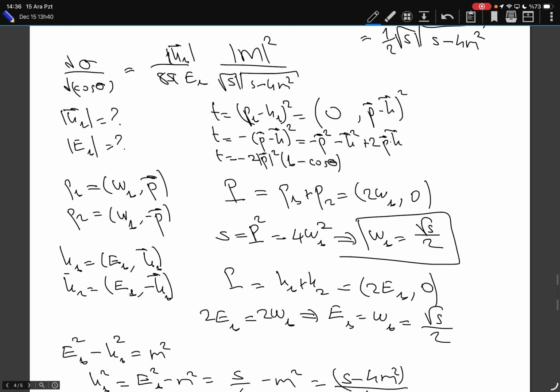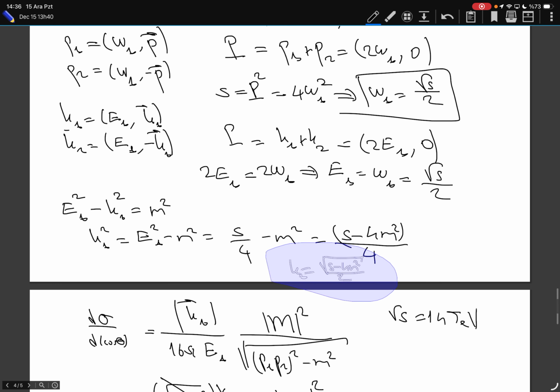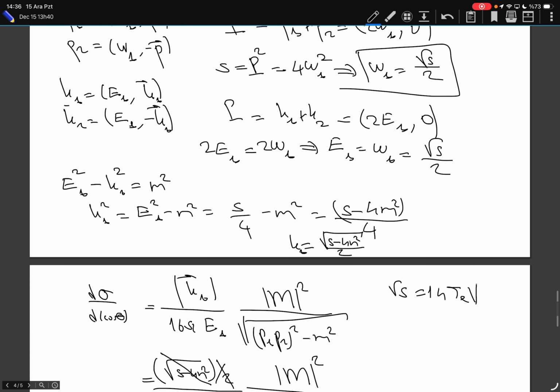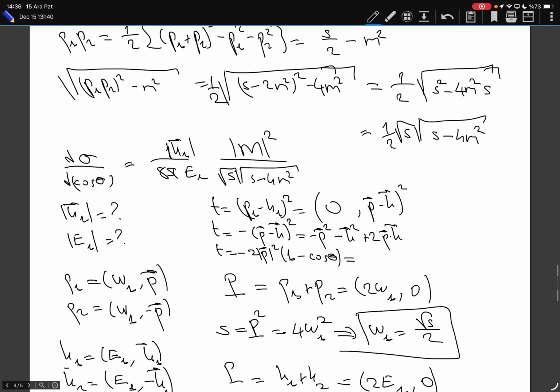You see, their energy doesn't change. It's just the direction of the scattering particles change. Energy doesn't change. But if their energies are the same, the magnitudes of their momentum are the same. It's just the momentum has changed direction without changing magnitude. So this tells me this is equal to, now what was K1? Their momentum is square root of S minus 4m squared over 2. So there's a 2 over here. This is minus S minus 4m squared, 1 minus cosine theta.